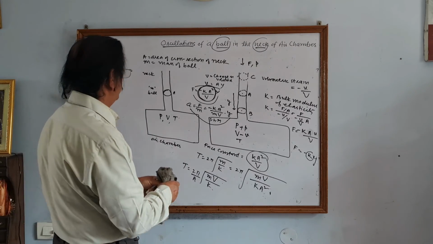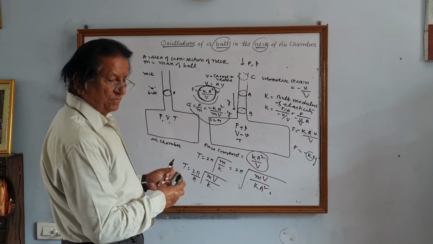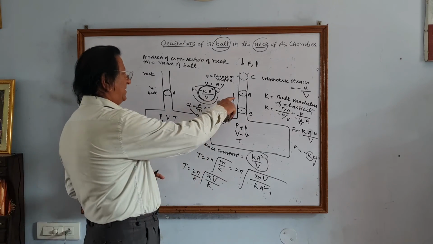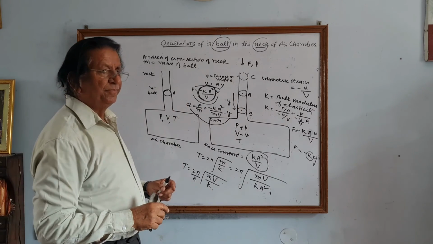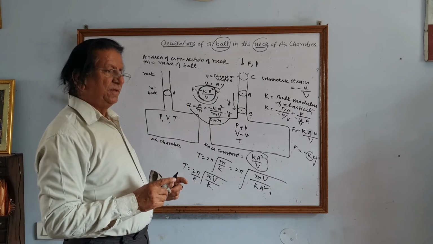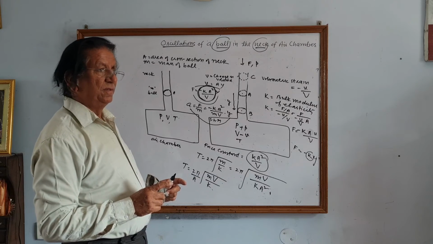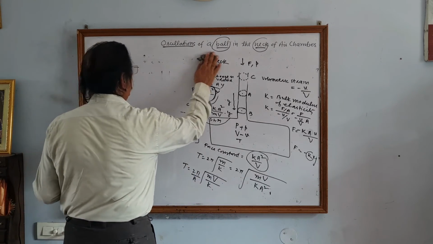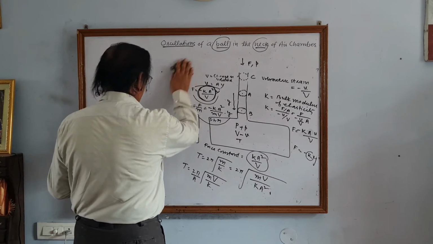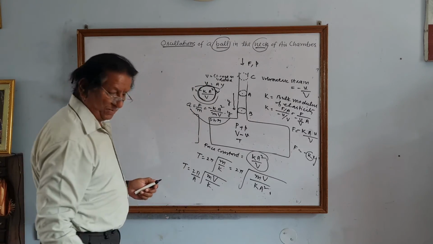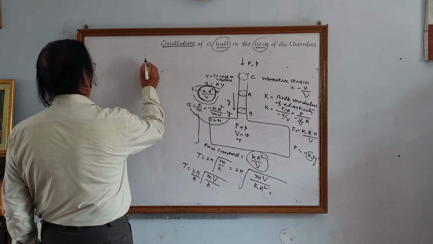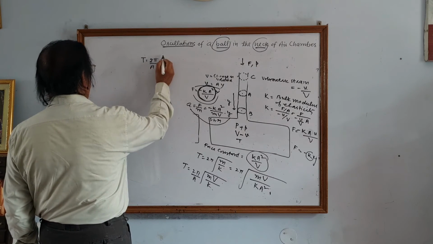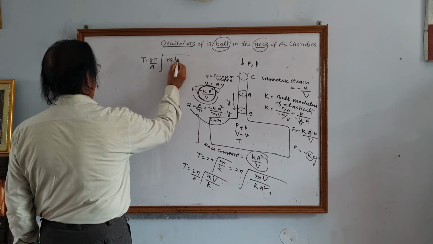Clear? Yes. Expression for the time period of oscillation of the ball which was in the neck of the air chamber. Yes, sir. So now there are two options. T is equal to 2π/a times the square root of mV/k.